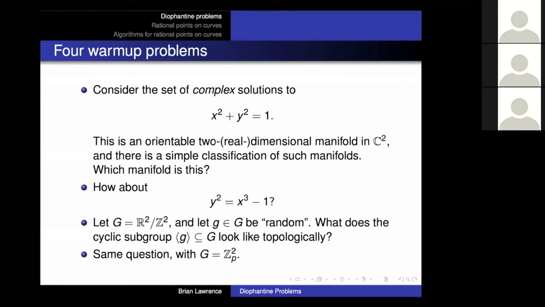The second pair of questions are maybe a little simpler. So consider R squared mod Z squared. That's essentially the torus group. And just take a random generic element in there and look at the cyclic subgroup it generates. And the question is, what does that cyclic subgroup look like if you drew a picture of it?